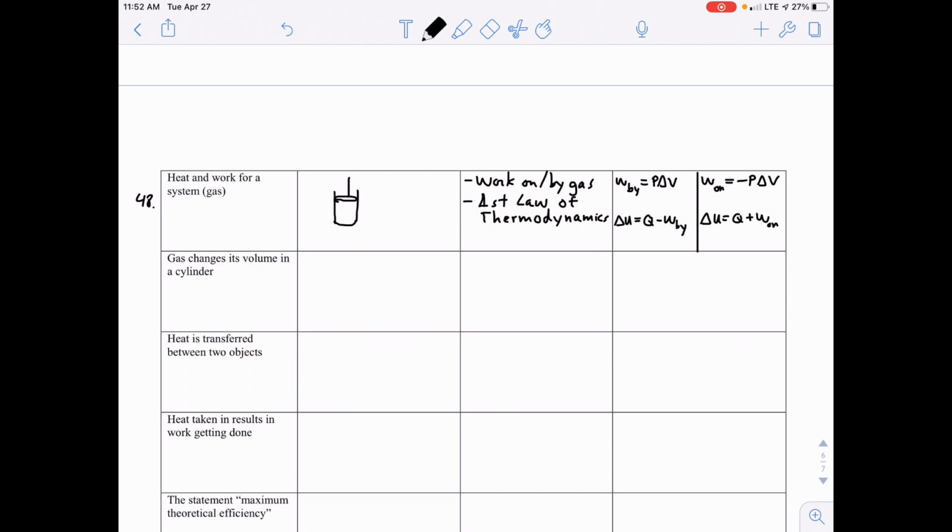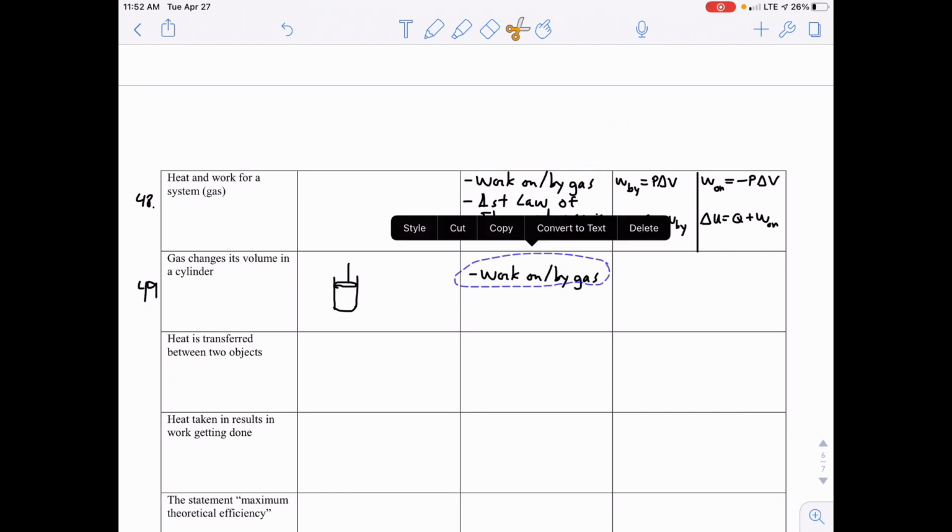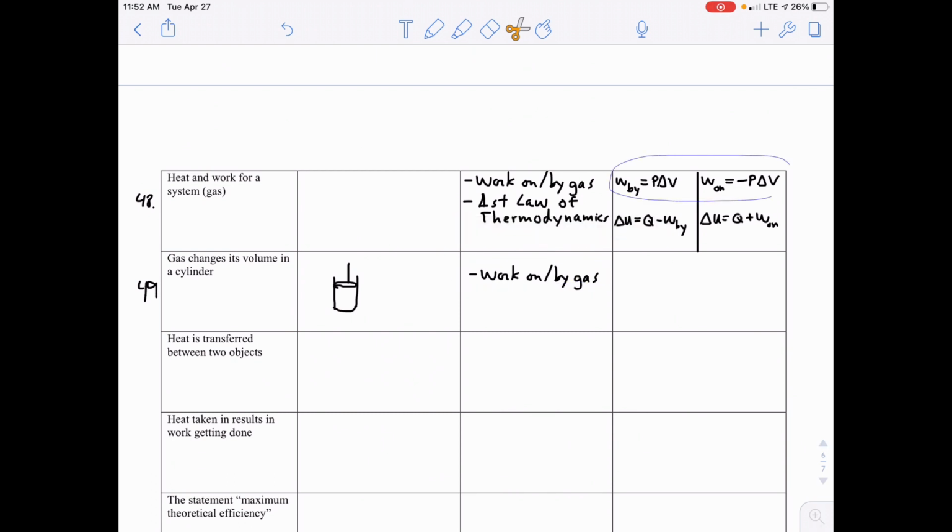Okay, now if we're again focused on, like we are in 49, gas changing its volume in a cylinder, well, that is pretty much specifically work done on or by a gas. And that would relate to these two equations here. Work done by a gas is pressure times the change in volume. Work done on a gas is negative pressure times the change in volume.